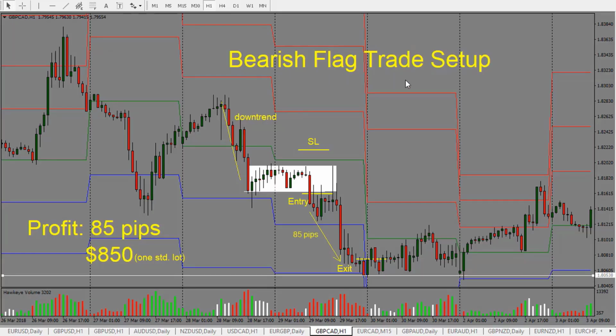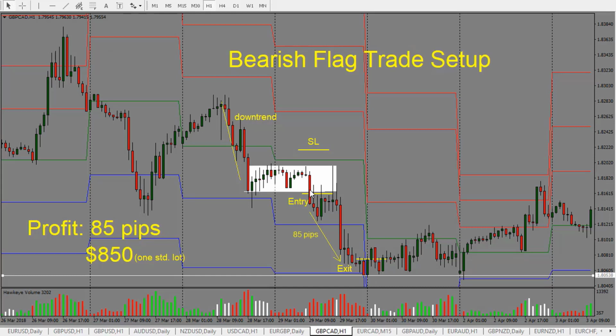Here we are looking at a bearish flag trade setup. This is the pound CAD 1 hour chart. A bearish flag trade setup is a continuation pattern, and it's a bearish continuation pattern. So we're looking for a downtrend move, this is what we have here. Then the price starts to go sideways after it has dropped. In this case, this first drop here forms the pole of our flag, and the sideways consolidation here forms the flag part. What we are looking for here is a continuation to the downside.